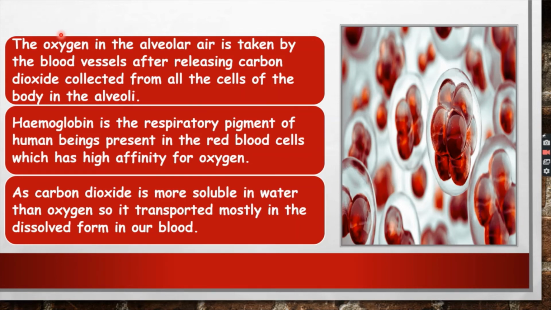You know what is hemoglobin? Hemoglobin is the respiratory pigment of human beings present in the red blood cells, which has a high affinity for oxygen. As carbon dioxide is more soluble in water than oxygen, it is transported mostly in dissolved form in our blood.